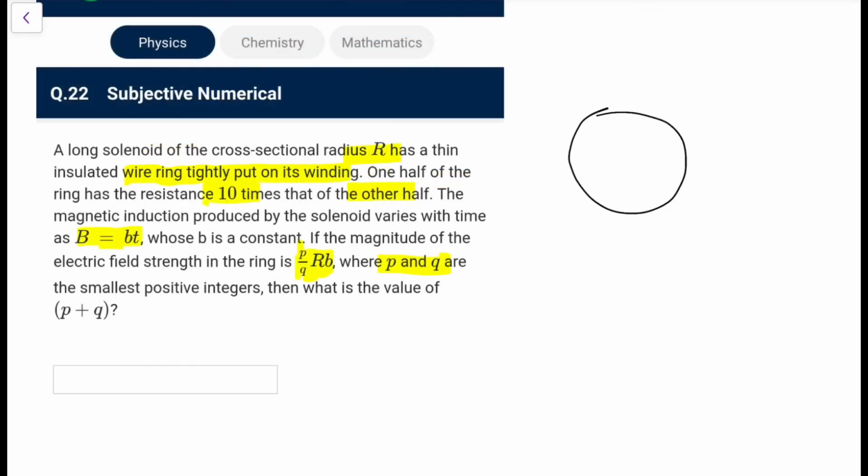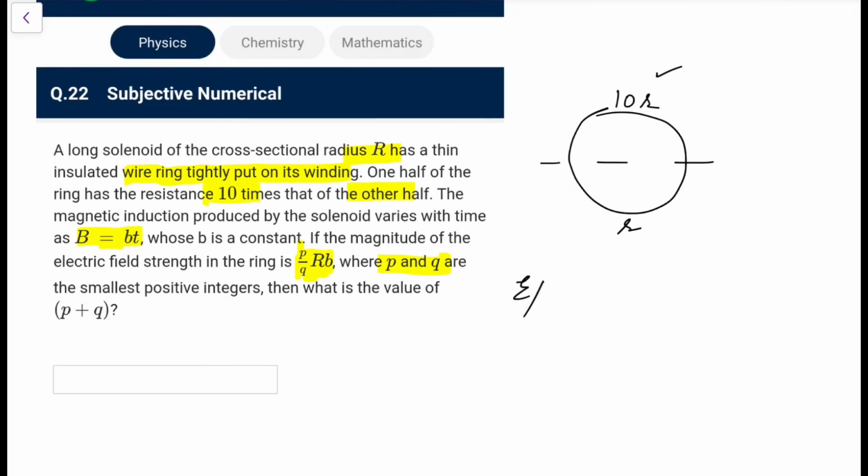You can see here one half has 10R resistance, let's say 10R, this is R. Due to the symmetry, both are having the same change in flux, so the induced EMF will be the same. So there will be some induced electric field to compensate for that. It will add up in this half with the EMF here, it will subtract out.